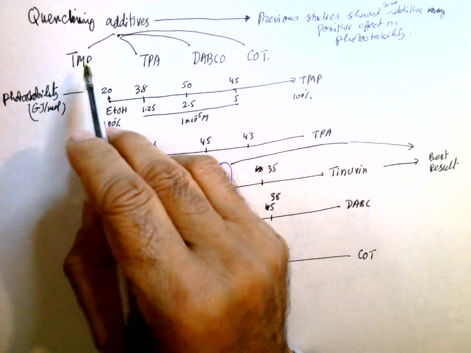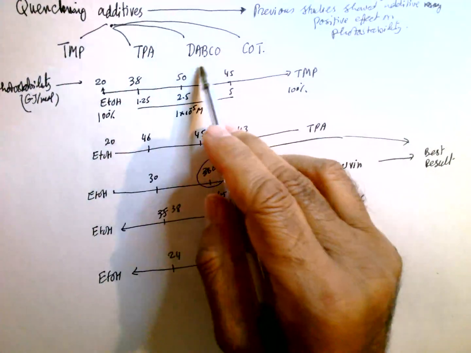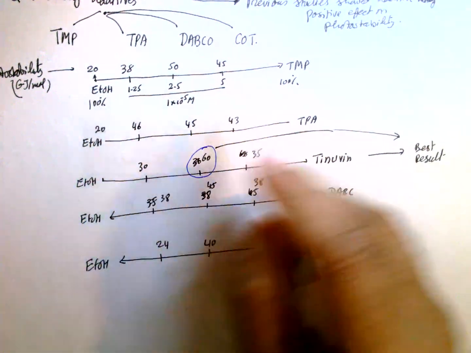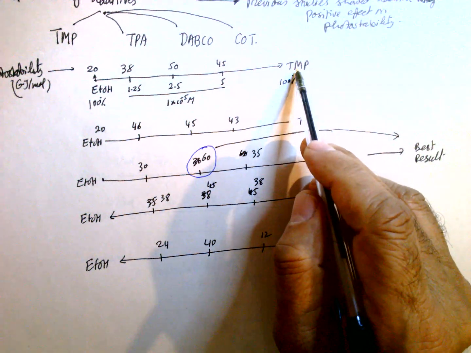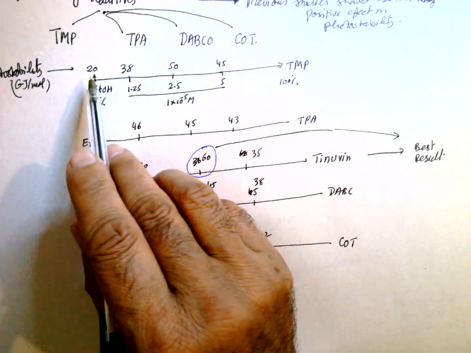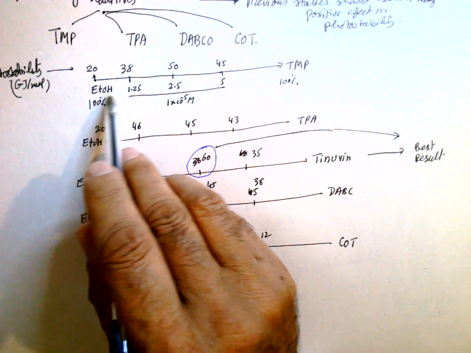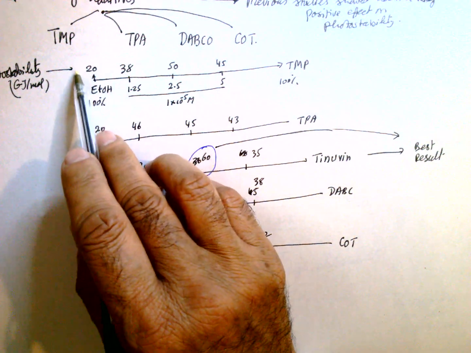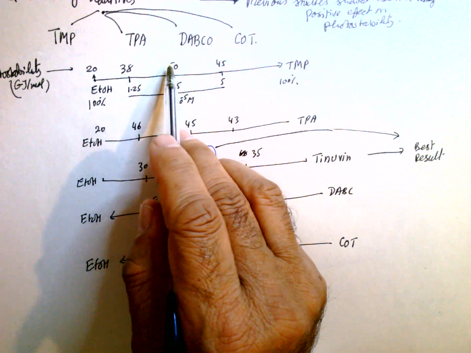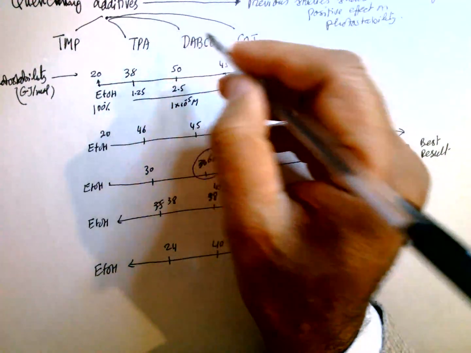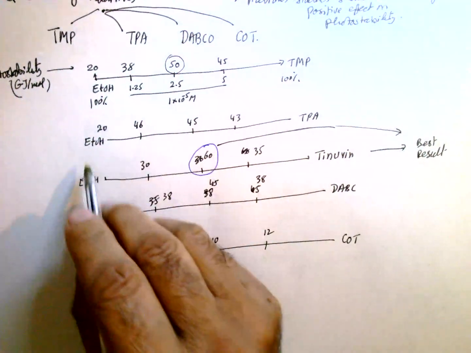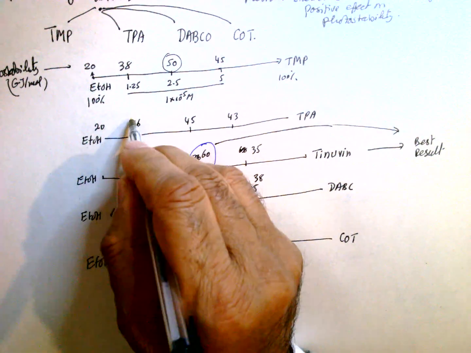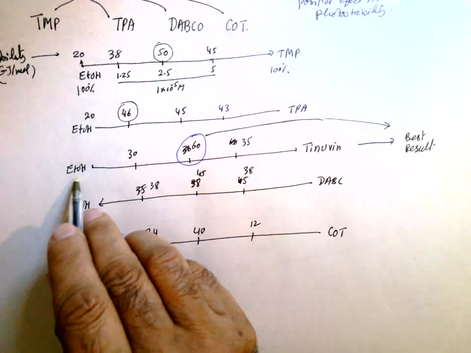Quenching effect: TMP, TPA, DABCO, COT. We have seen this one in ethanol and TMP, different concentrations of ethanol to TMP. This is the photostability, 20 to 50. Ethanol to TPA, it is more, here at 46.